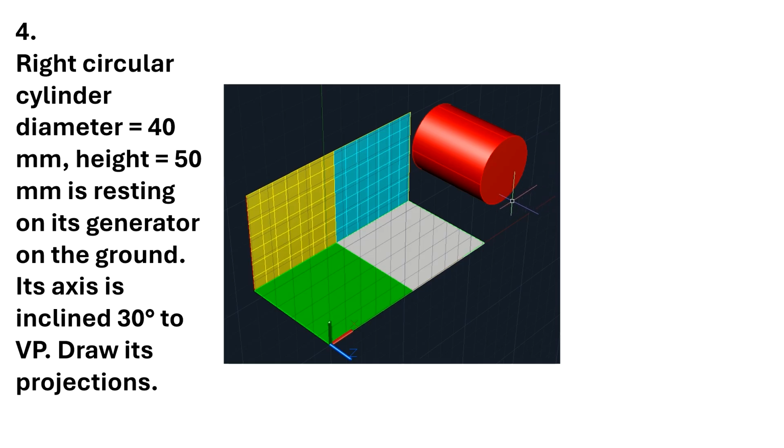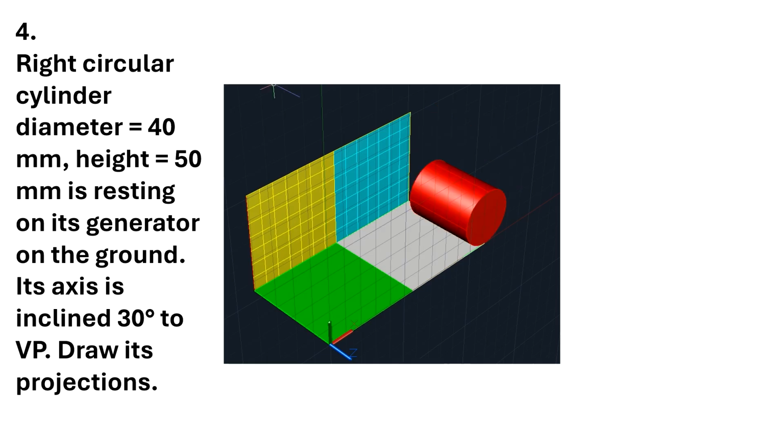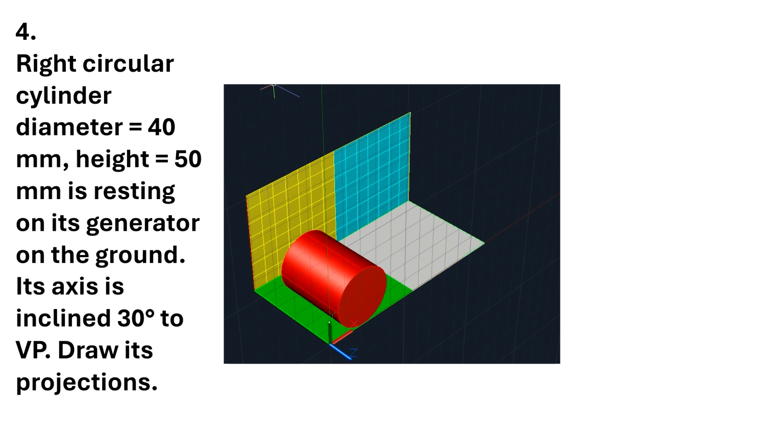So we are assuming that there is one generator which is resting on the ground, which is on the circumference of the cylinder. So then this cylinder will be shifted onto the horizontal plane to rest on the generator. Then this cylinder is making its axis 60 degrees to the vertical plane. So now it is making 90 degrees to the vertical plane, its axis.